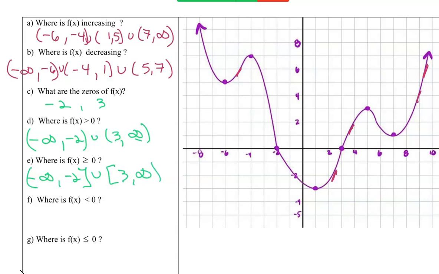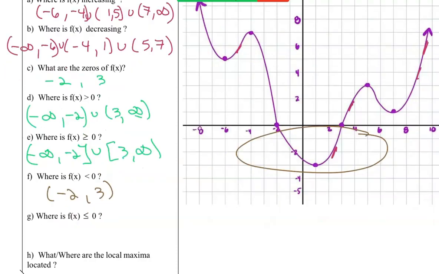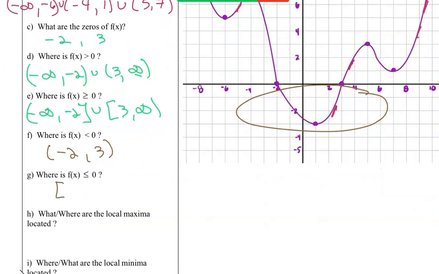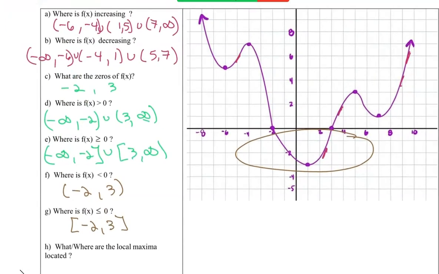Okay, where is it less than 0? So less than 0 is going to be just right in here. So that is from -2 to 3. Less than or equal, change those parens to brackets. Okay, let me just get rid of this.